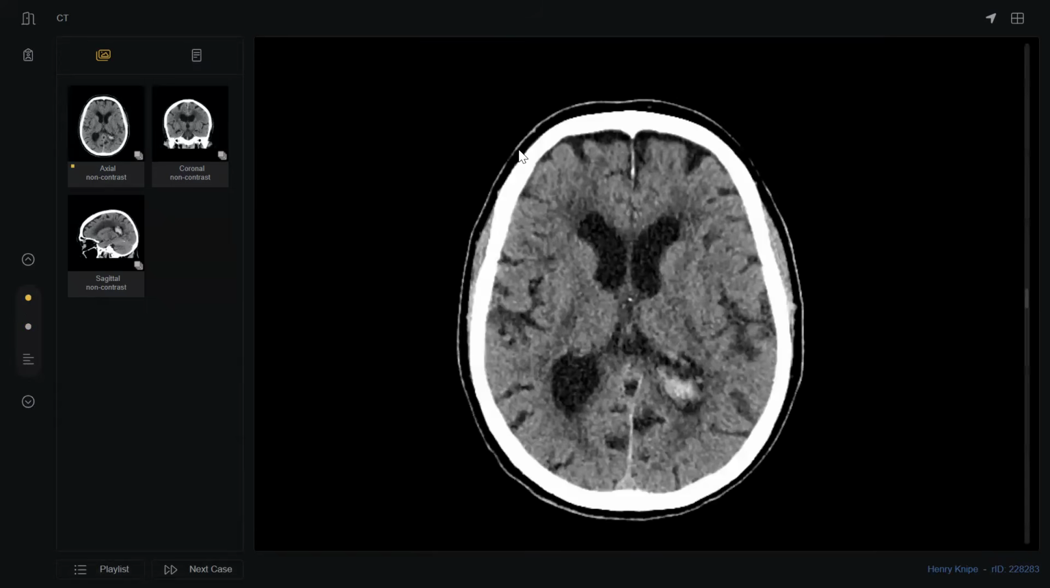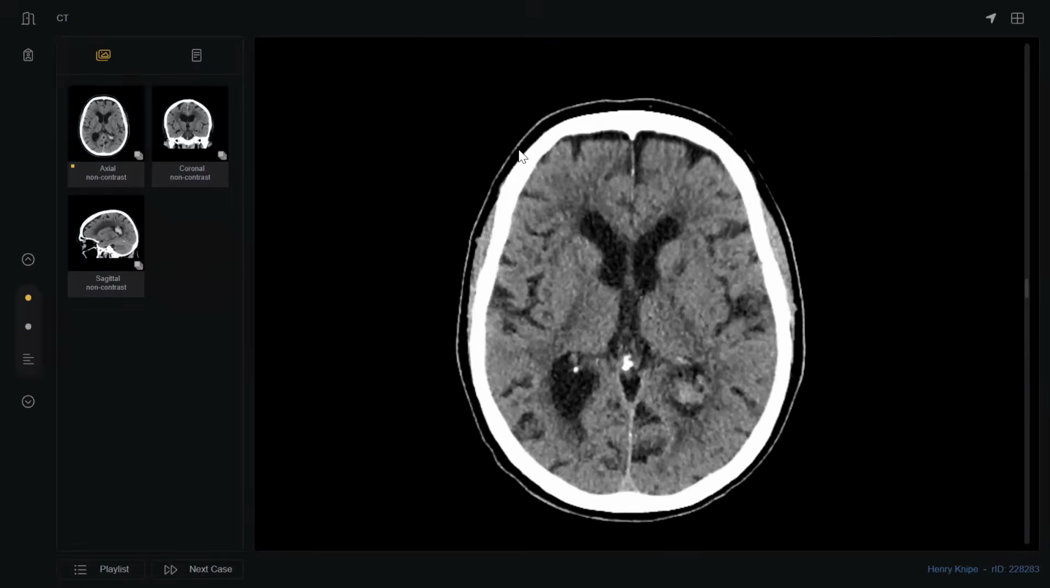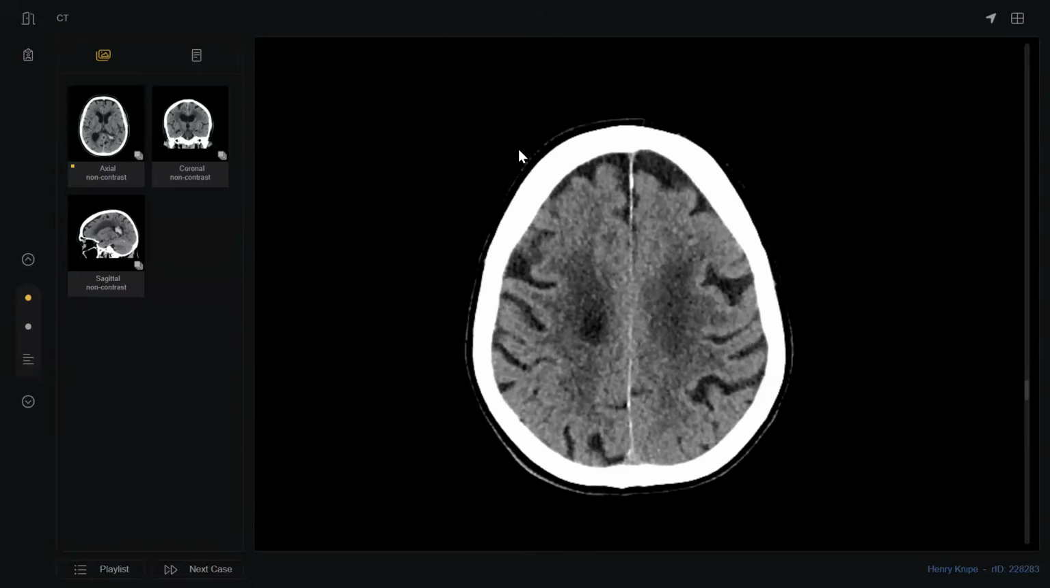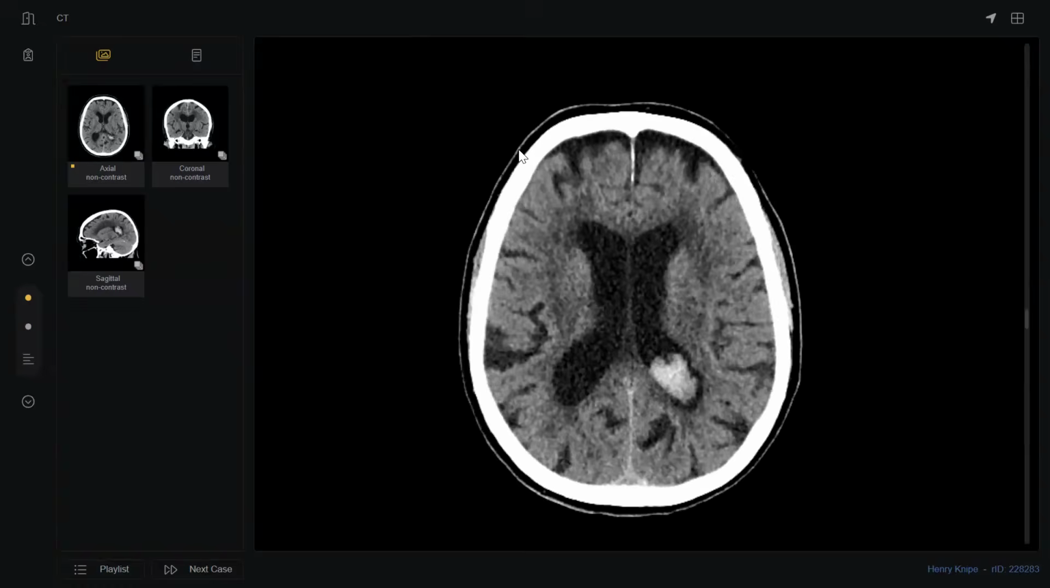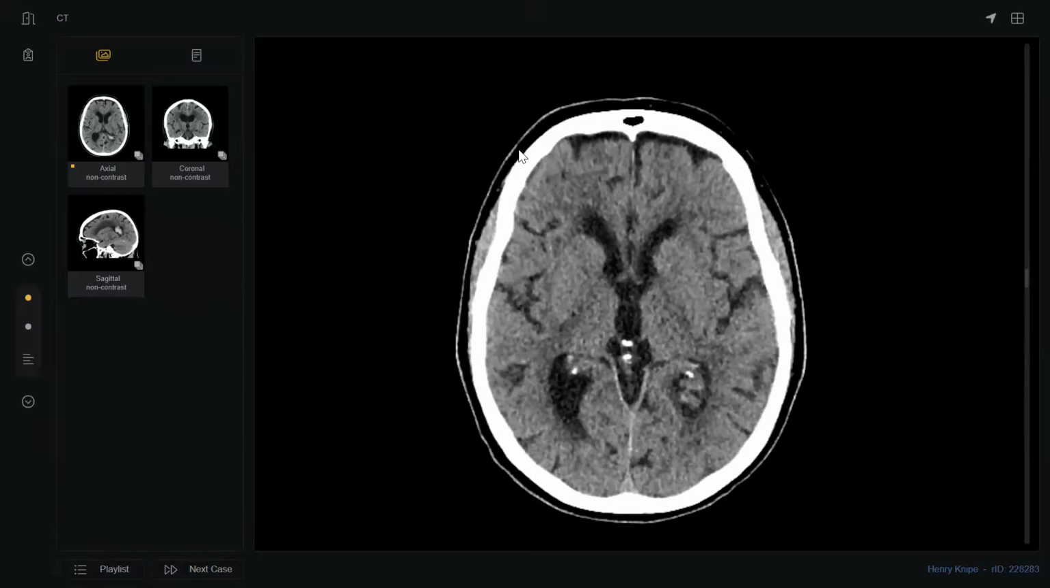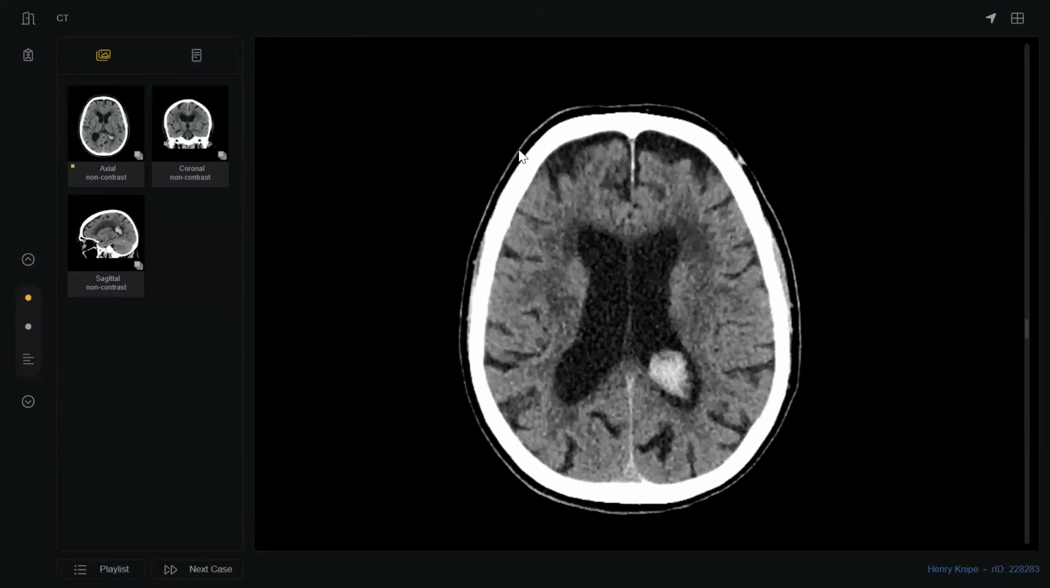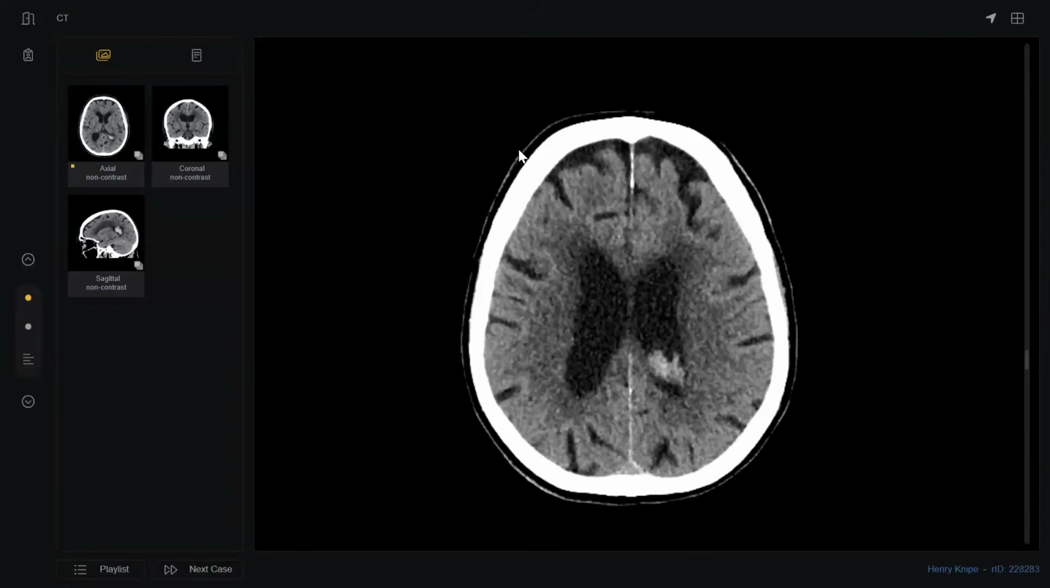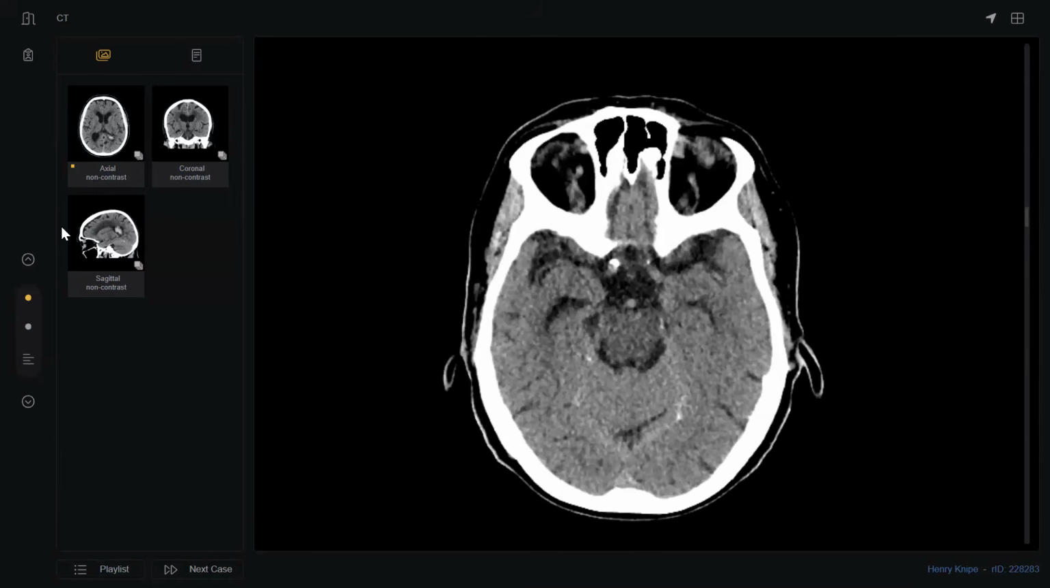If I give you this CT, what's your diagnosis? I think this is a non-contrast axial CT image. It could be an intraventricular bleed, maybe due to hypertension.